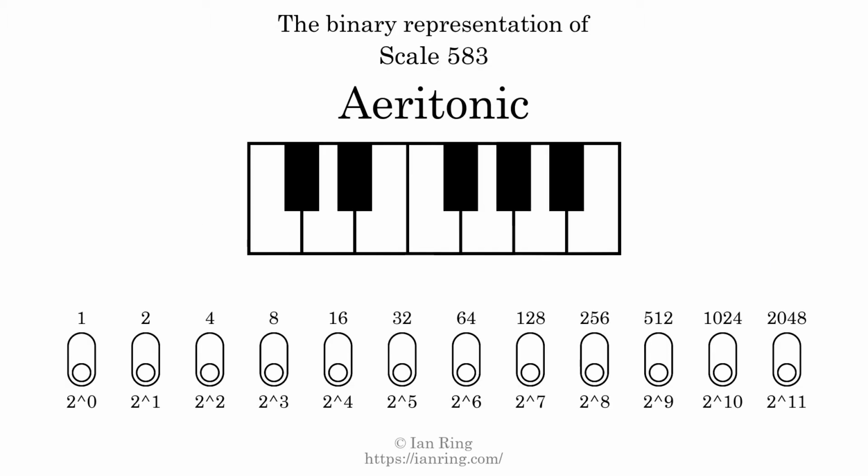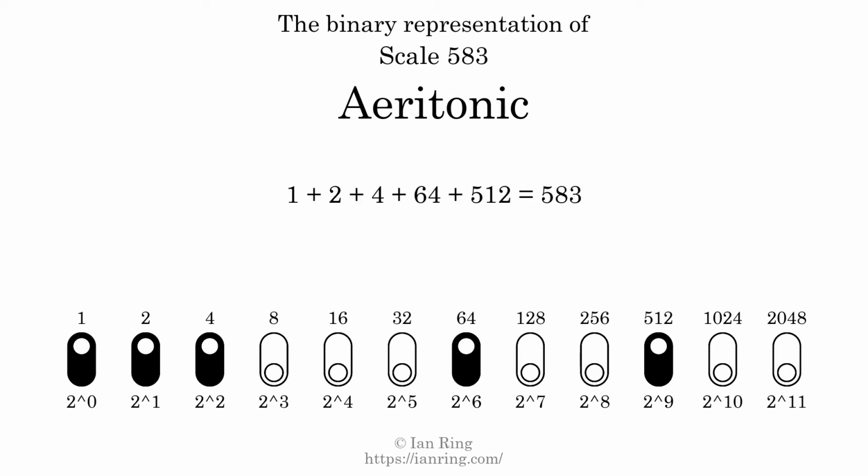The binary representation of this scale is determined by mapping tones of the scale to binary digits. Each binary digit represents a power of 2. To get the scale number, we add the powers of 2 together. The powers of 2 that are present in the scale, all added together, equals 583. That is why the scale number, in decimal, is 583.